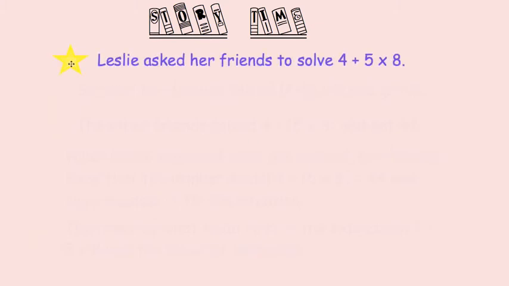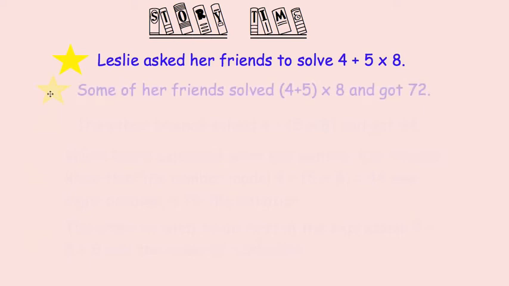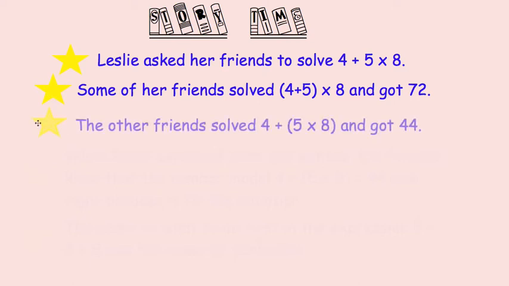Leslie asked her friends to solve this problem, 4 plus 5 times 8. Some of her friends solved it this way, 4 plus 5 times 8, and got 72 because 4 plus 5 is 9, 9 times 8 is 72. The other friends solved it this way, 4 plus 5 times 8, and got 44 because 5 times 8 is 40. When you add 4, you get 44.